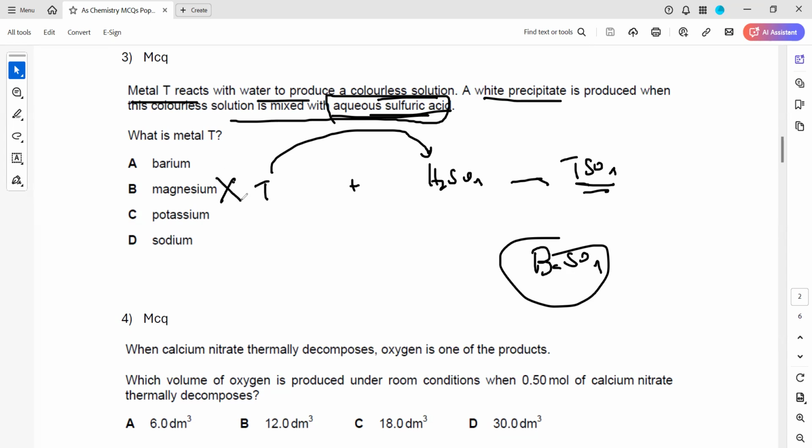So this cannot be magnesium. Potassium and sodium are soluble. So it's left with only barium. This is about the solubility table. In IGCSE you have also studied that all nitrates are soluble. Most chlorides are soluble except silver, mercury, and lead. Most sulfates are also soluble except barium, calcium, and lead. So the option we have, barium, gives an insoluble sulfate. All the rest will form a soluble sulfate.